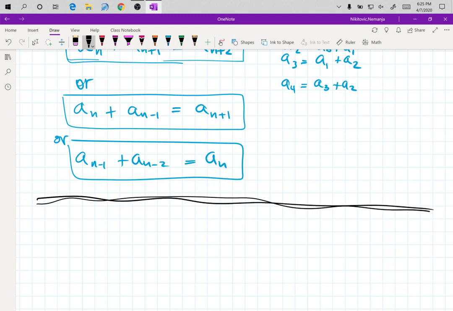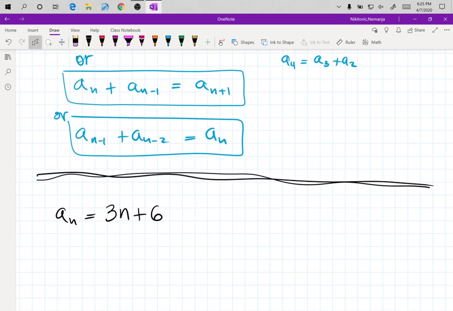Let's take a look at some sequences. a_n is equal to 3n plus 6. What can you do here? Well, you can list the terms. Note there is no upper limit in this case, right? There is nothing to say that it's finite. This n by default is infinite if you don't say, okay, we're not going to count past this number. But no one said that for this problem. So it's going to be a sequence that has infinitely many terms. And then you can start listing those.